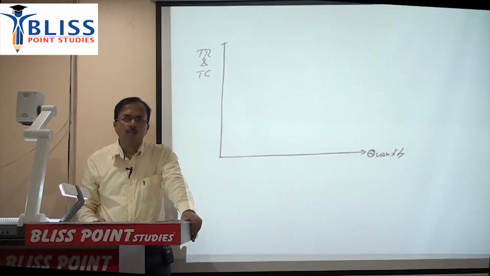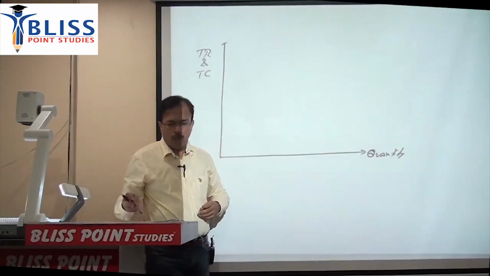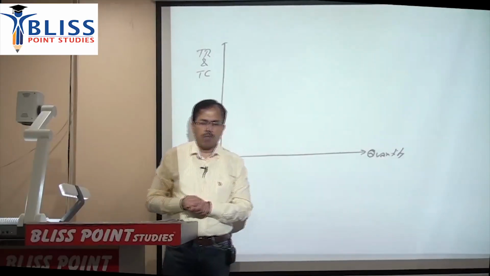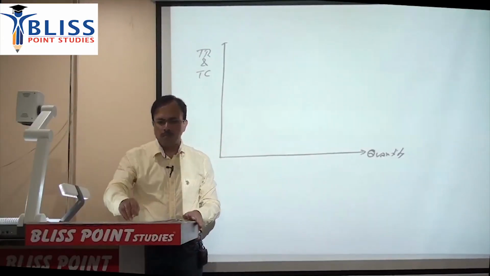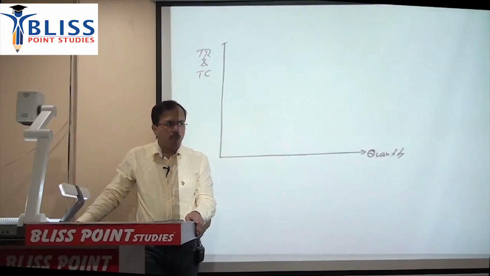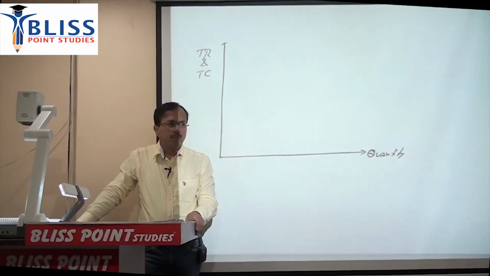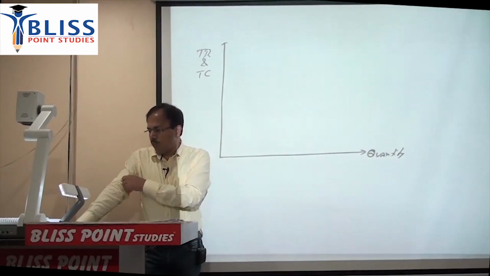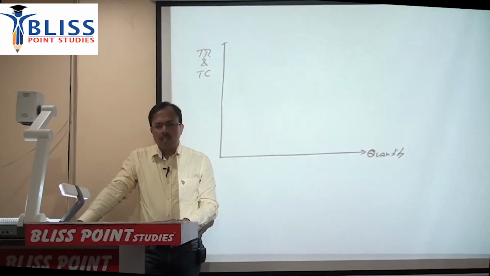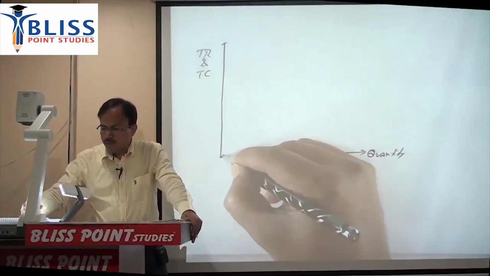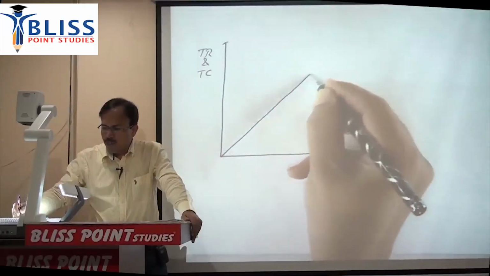This is because at the point of tangency, slope of TR, that is MR, is equal to slope of TC, that is marginal cost.